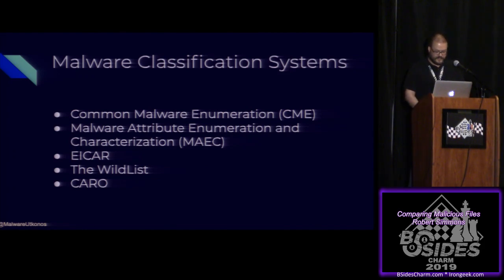There's also ICAR in the EU. The WildList, I put this on here. This is a very, very old system for providing a constantly updated list of examples of malware that's found in the wild, and then CARO. So that's a pretty good overview of the various classification systems that are available today.